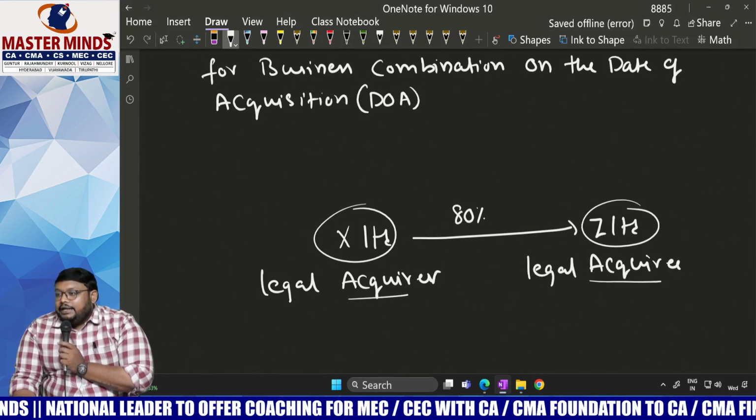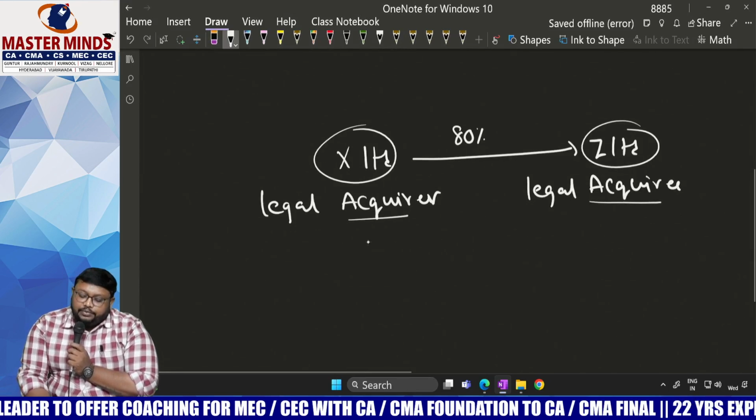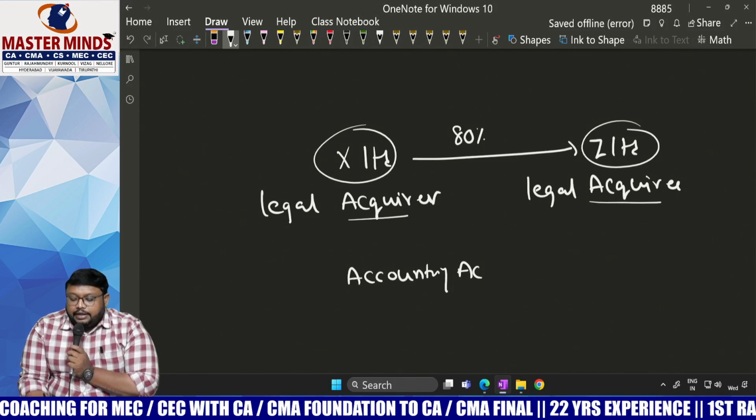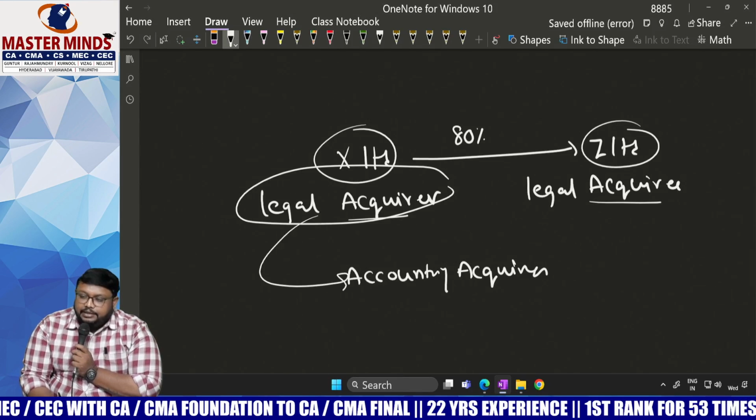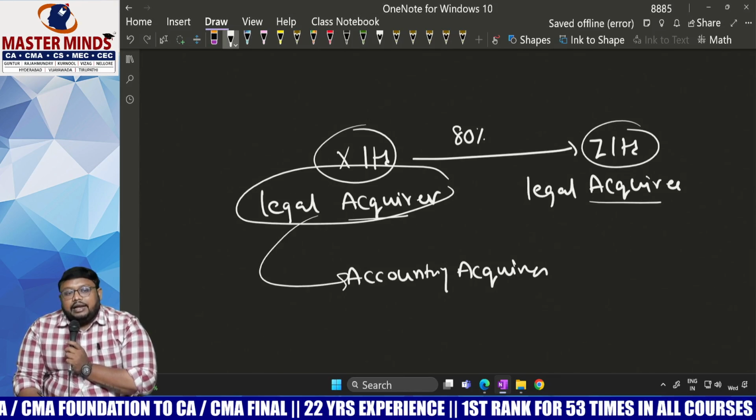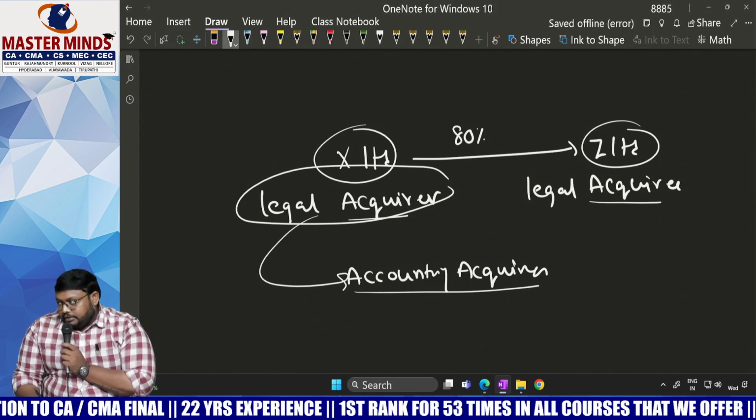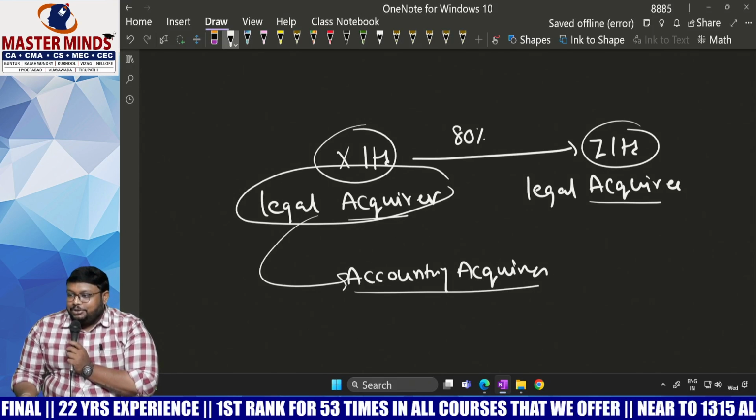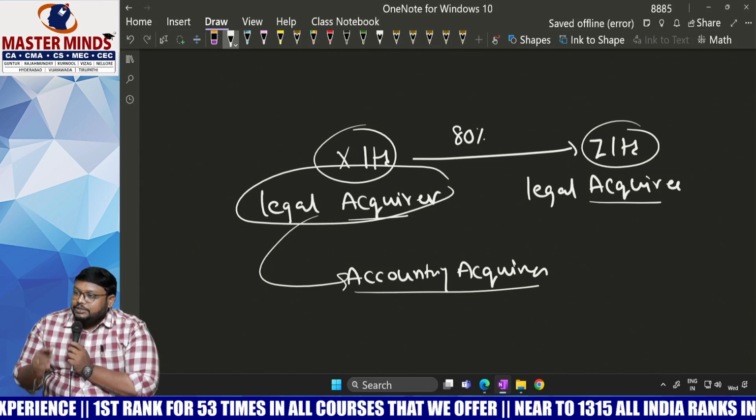But here identification of acquirer does not mean legal acquirer and legal acquiree. It means who is the accounting acquirer. In 90% of cases the legal acquirer will be the accounting acquirer. Sir, what is accounting acquirer? In whose books of accounts we have to do accounting, that is the acquirer's books. So first you should know who is the acquirer.